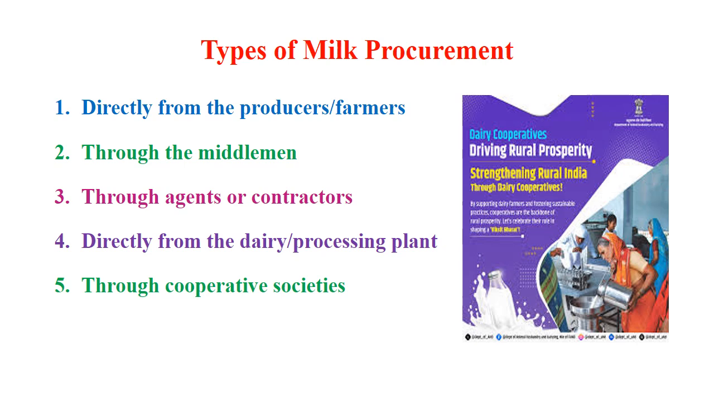The first one is directly from the producers or farmers. Briefly we will discuss it later. The second one is through middlemen. The third one is through agents or contractors. The fourth one is directly from the dairy or processing plant. And the last one is through cooperative societies. So our focus today is to discuss details about cooperative societies. Before going to it, we need to understand the background and the old scenario before the cooperative came into real play.